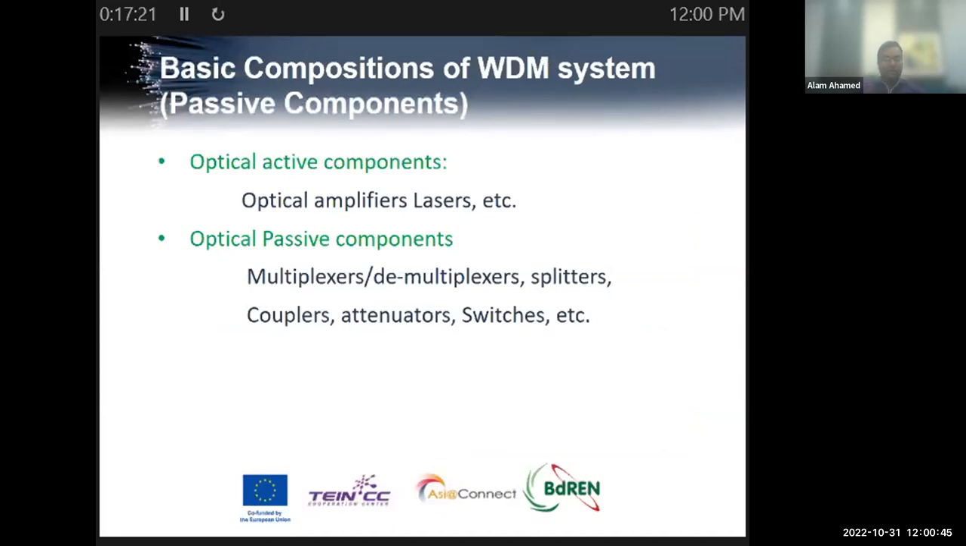Basic components of DWDM optical system. In this case, I will discuss the passive components of the WDM system. Active components emit light, amplify optical signals and perform optical-electrical conversion, for example the optical amplifier and laser. Components that do not emit light, amplify signals or perform optical-electrical conversion are called passive components, including the multiplexer, demultiplexer, optical coupler and splitter, attenuator, and optical switch. DWDM system has many other types of passive equipment.